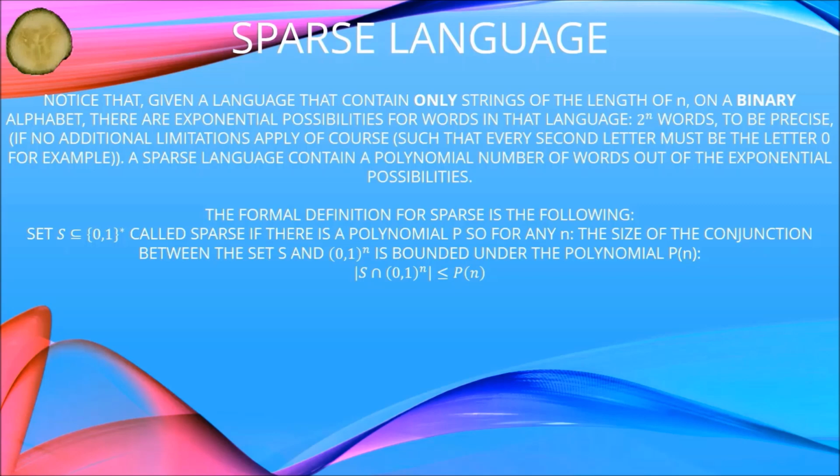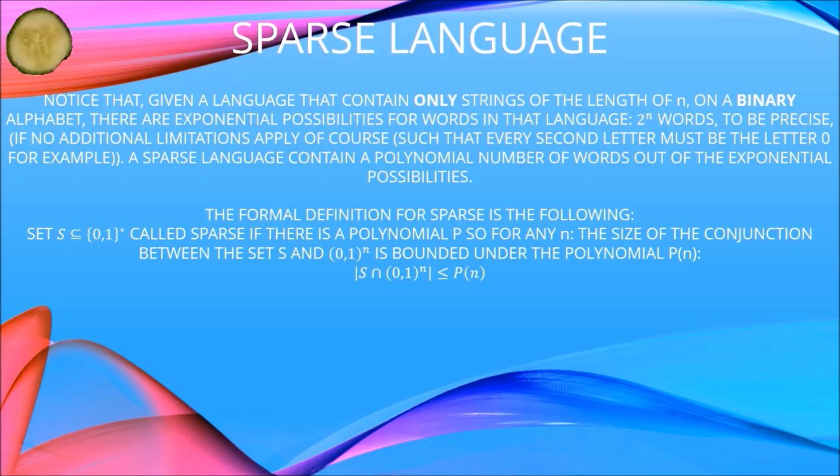For example, say that we have length equals 2. As you can see, we can construct 4 words out of it: 00, 01, 10 and 11, which means exponential possibilities, because 2 to the power of 2 equals 4.